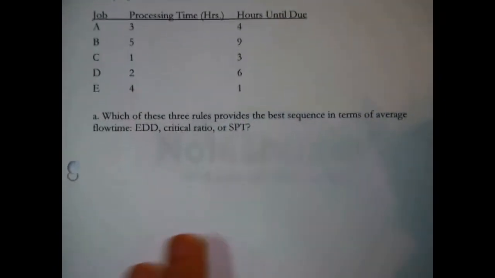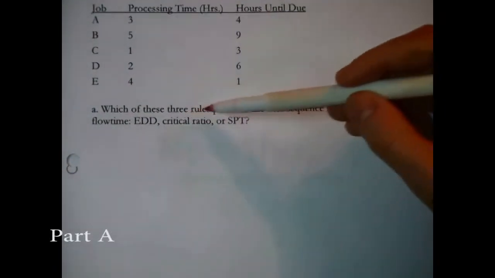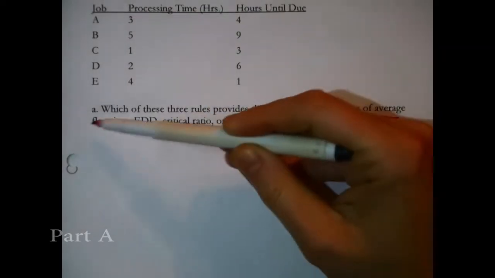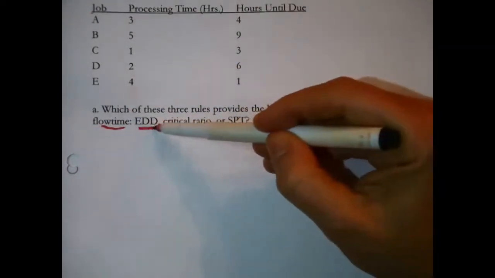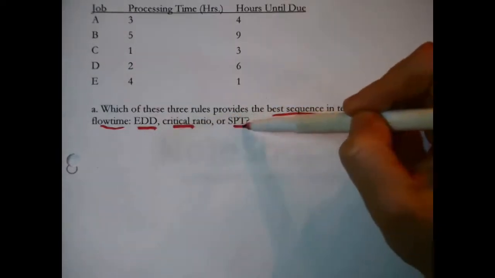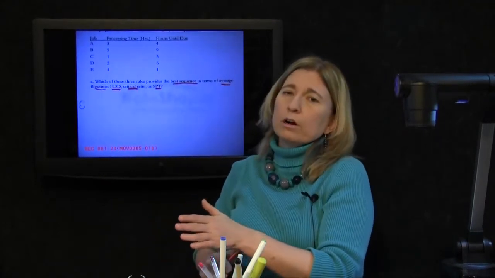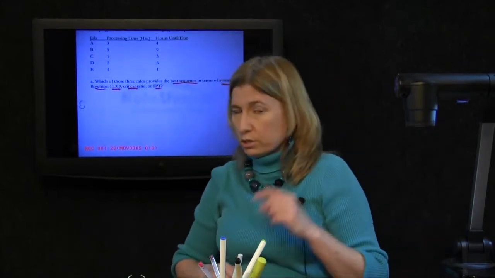Now let's look at this question. Which of these 3 rules provides the best sequence in terms of average flow time? And 3 rules are named: earliest due date, critical ratio, and shortest processing time. Okay, so each of these 3 rules should generate a different sequence. Each sequence can be evaluated on average flow time, and the question is asking which one has the best, which is to say the smallest average flow time.